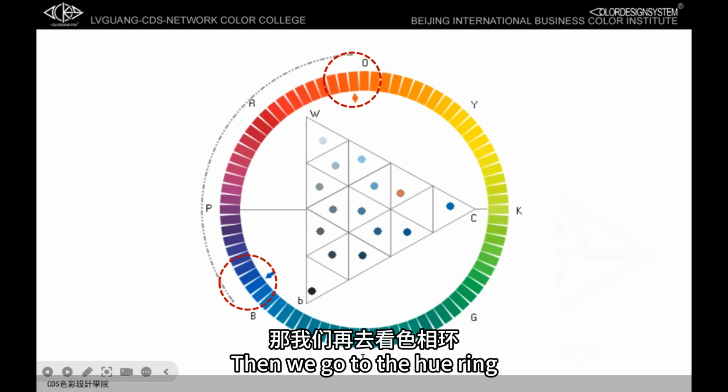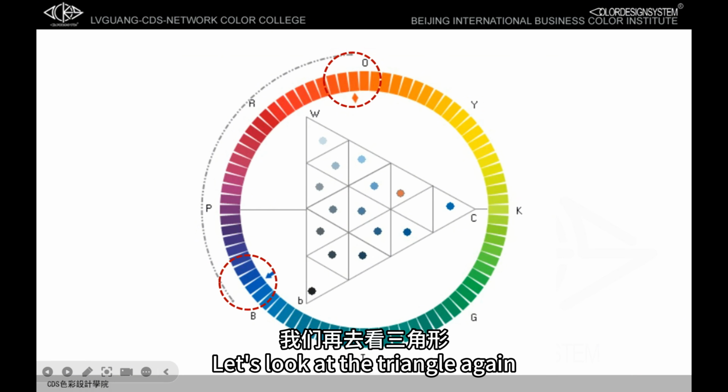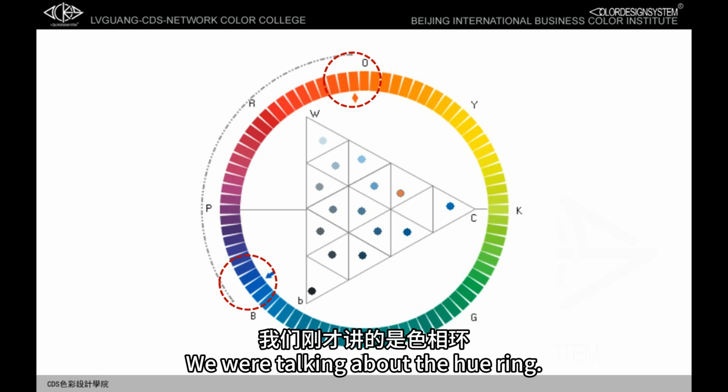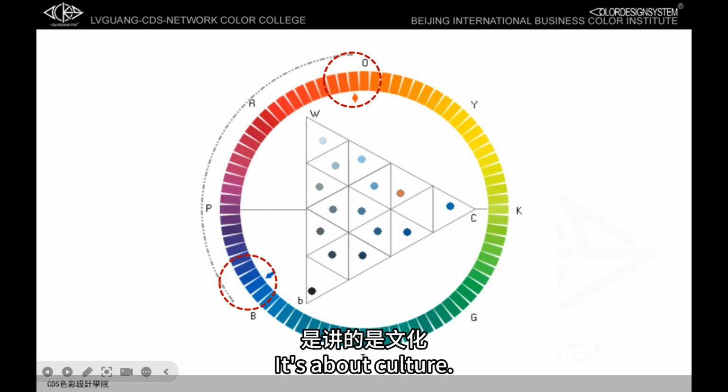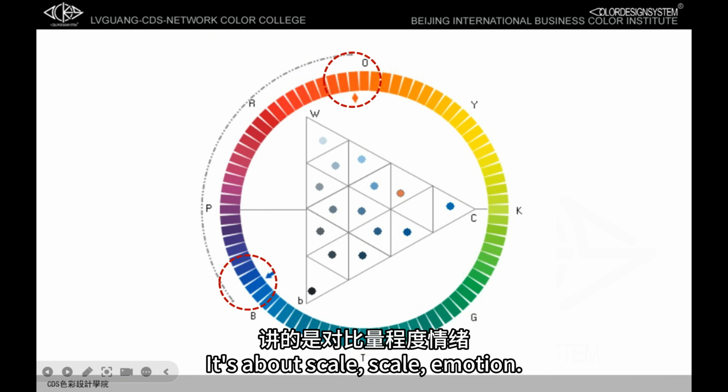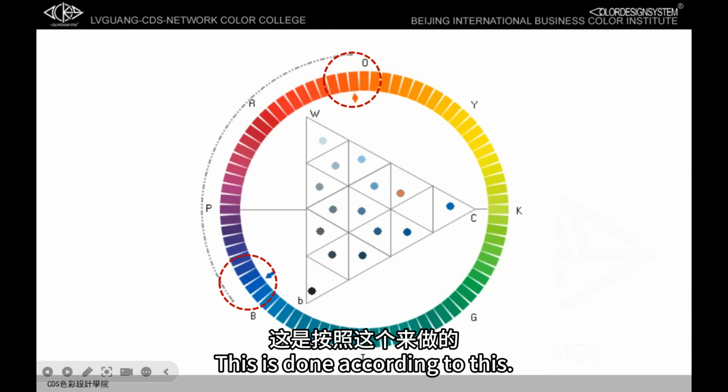Then we go to the hue ring. Let's look at the triangle again. The triangle is about color positions. We were talking about the hue ring. It's about culture. These are two psychological characteristics of hue. It's about color. It's about scale, emotion. This is done according to this.